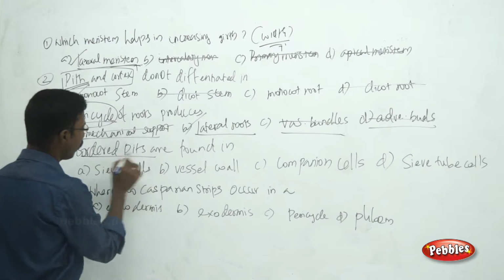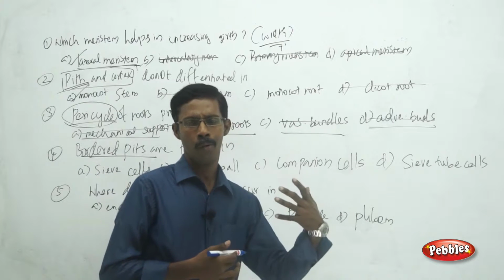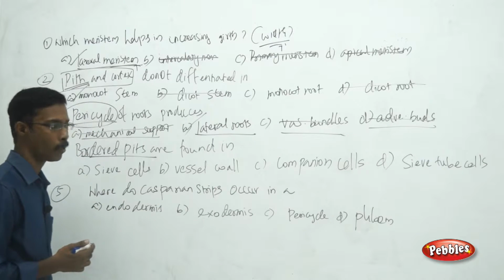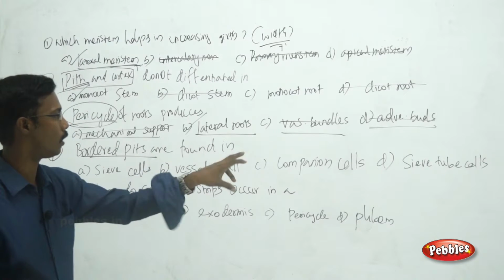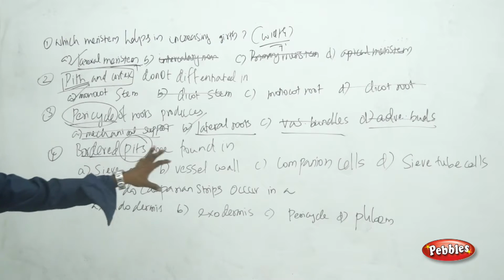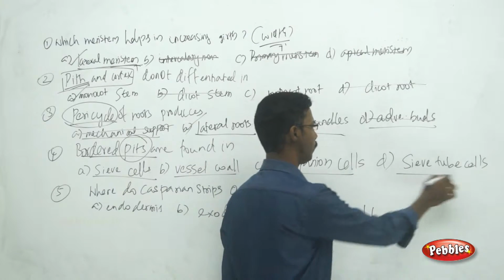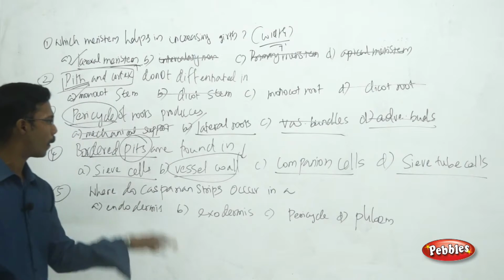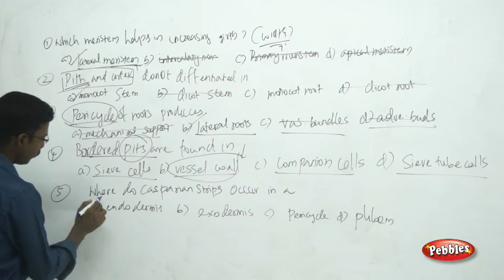And see the next question. The bordered pits are found in. Okay, as I told you in the beginning, you will always get direct questions, direct morphological feature questions, in this chapter. Over here this question is asking which type of cell or structure is going to have the pits. You can easily pick up the answer, because among sieve cells, vessel walls, companion cells and sieve tube cells, only the wall is going to have pits, and bordered pits will be present in the vessel wall.